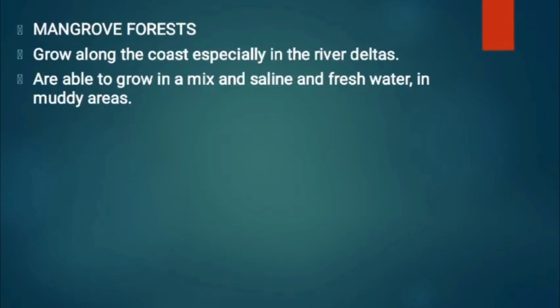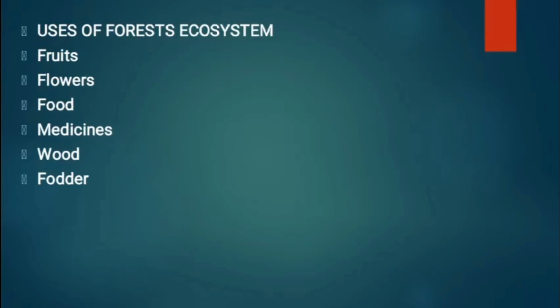Mangrove forests. Mangrove forests grow along the coast, especially in the river deltas. They are able to grow in mixed saline and fresh water in muddy areas. Uses of forest ecosystem. The uses of forest ecosystem are for fruits, flowers, food, medicines, wood, and fodder.